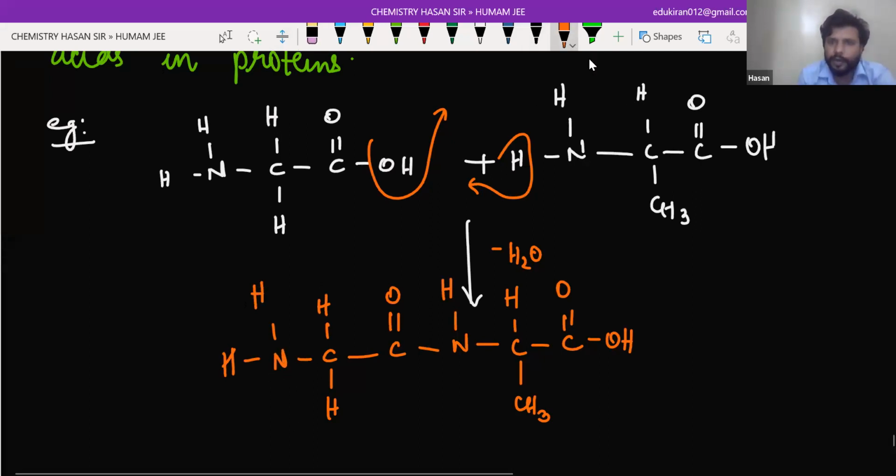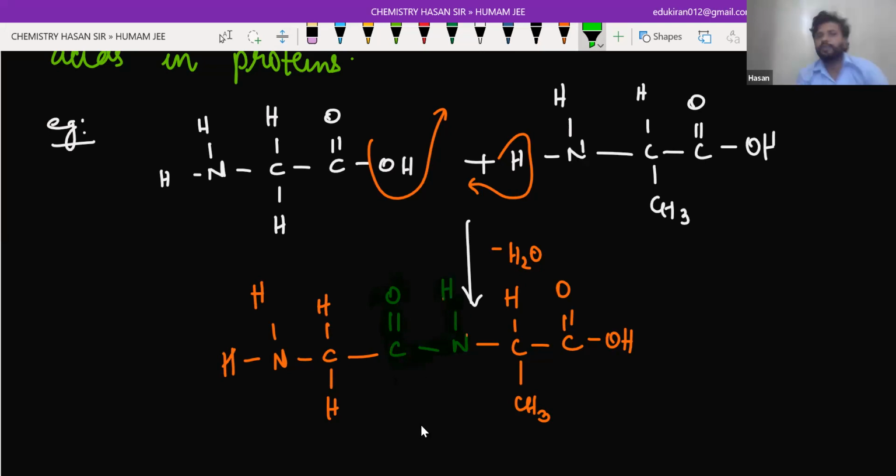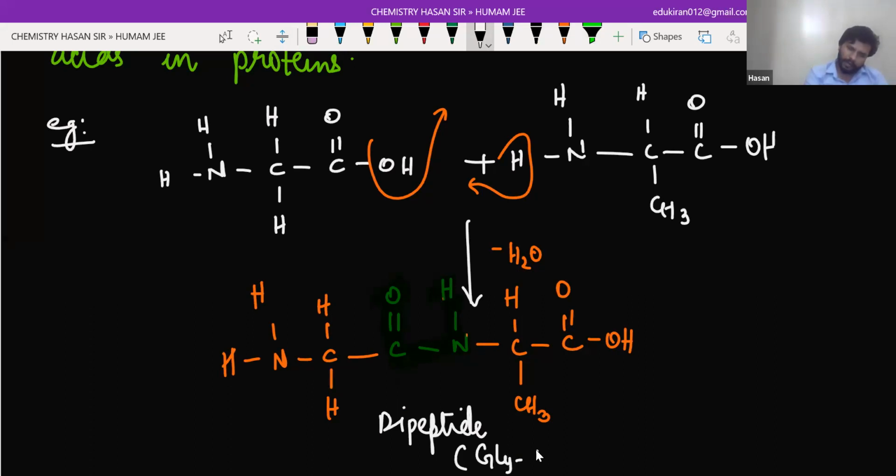Now this is your peptide linkage. This is your peptide. Is that clear? And this is the dipeptide we saw. And we write GLY for glycine and ALA for alanine. Did you ask whether the three-letter shortcut or the one-letter one is present in your NCERT? You can see that.